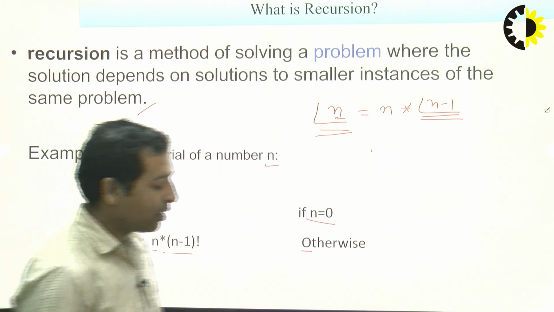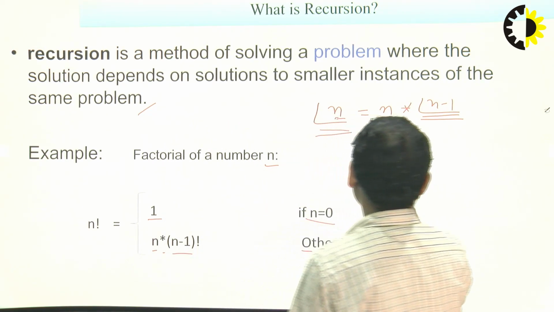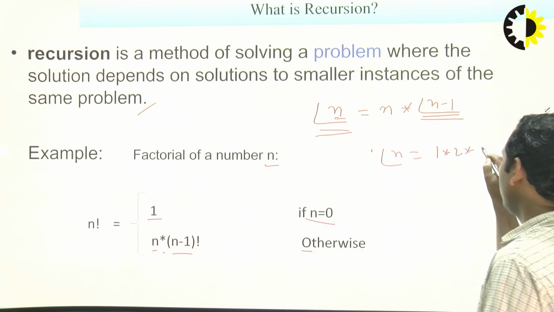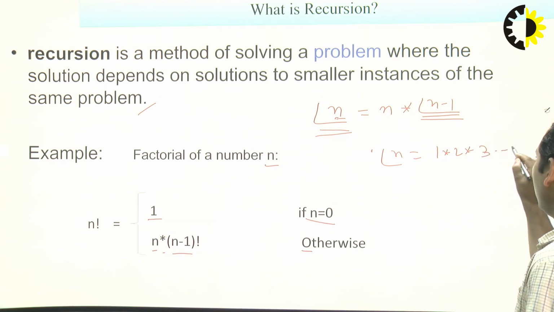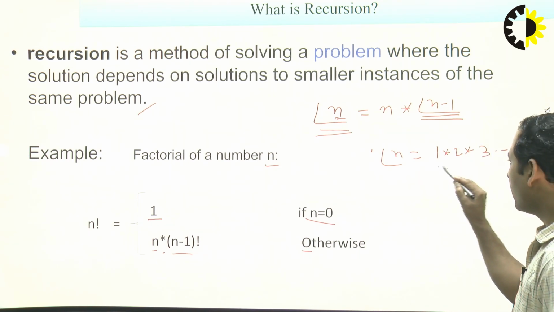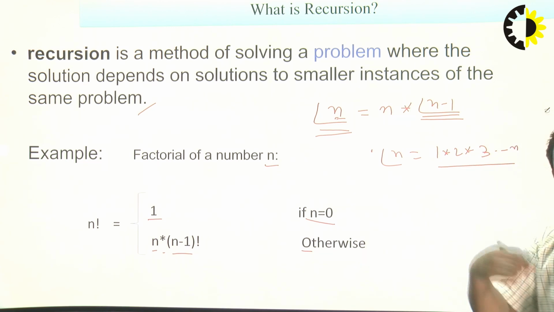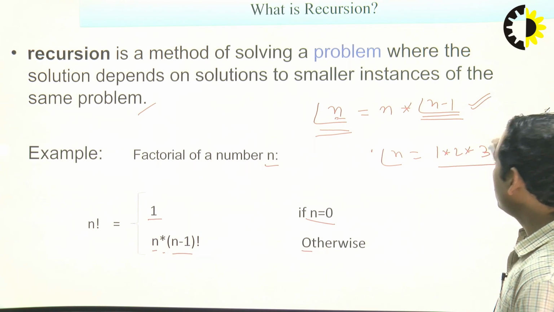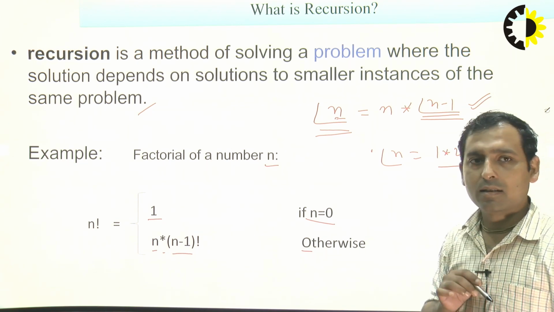Another definition is factorial of n equals 1 into 2 into 3 up to n. This is not the recursive definition, this is the iterative definition. So, we will concentrate here on the recursive definition.